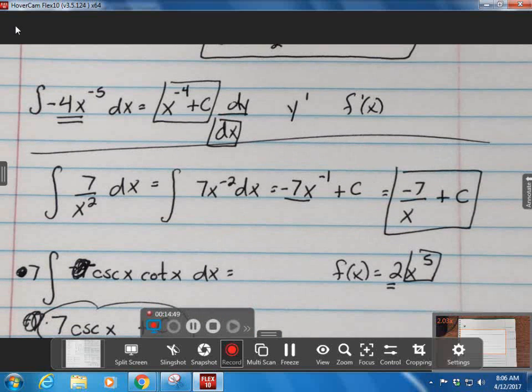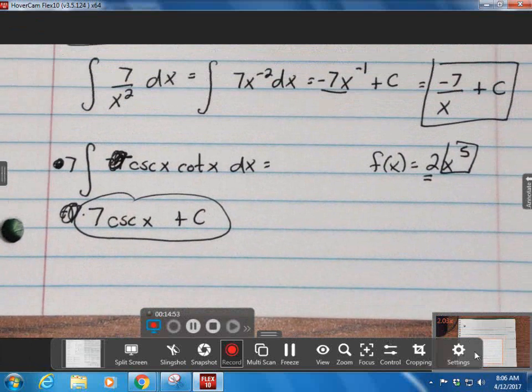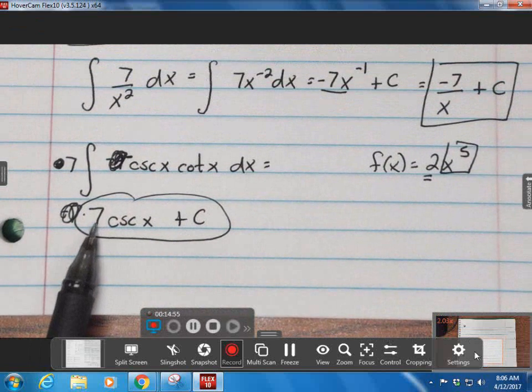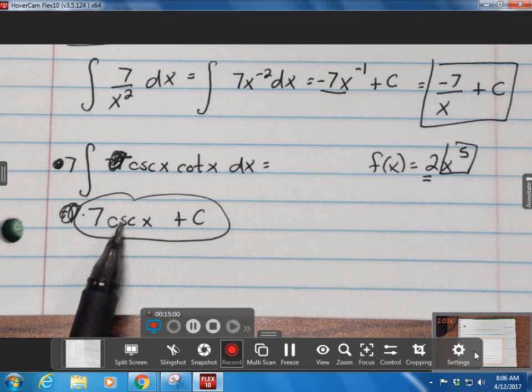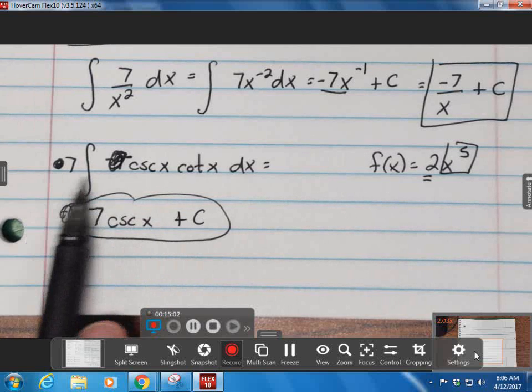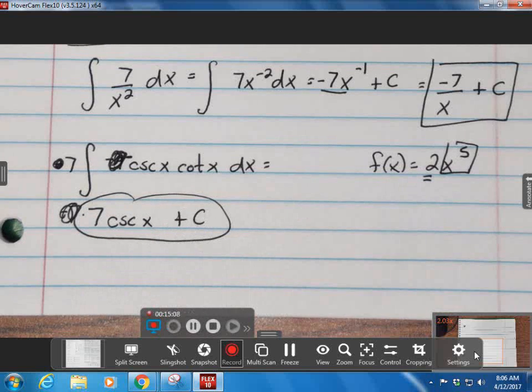and you can check that. That means, slide that down a little bit. You can check that. Again, leave the 7 out front. The derivative of cosecant would be negative cosecant cotangent. That's where that negative comes from. So you do get back where you started. And then the derivative of c, of course, would be 0.